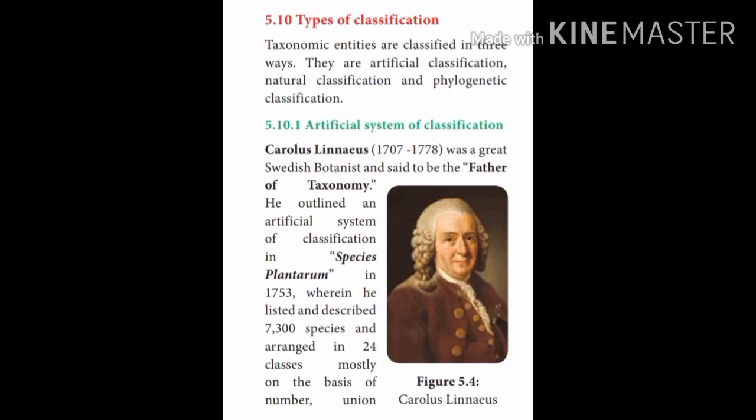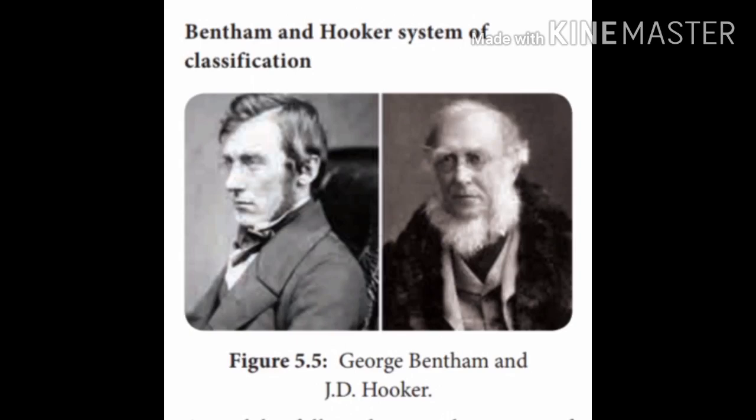So comes the next system of classification, called the natural system of classification. This natural system of classification was forwarded by two persons called Bentham and Hooker. These two persons belong to Britain, and they wrote in the book called Genera Plantarum, describing about 202 families and 7,569 genera. And these plants have been classified into the following tabular column, which you can learn now.